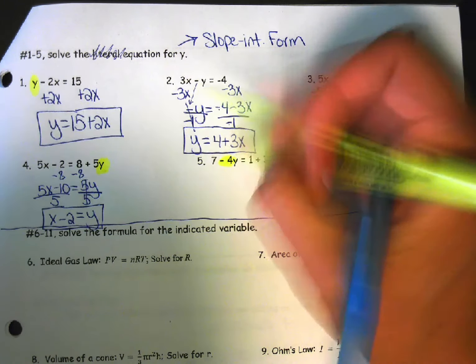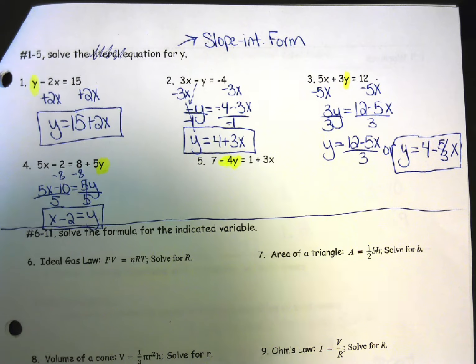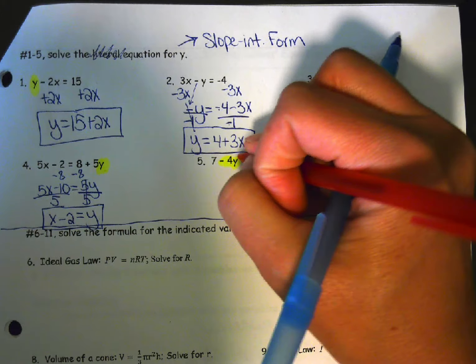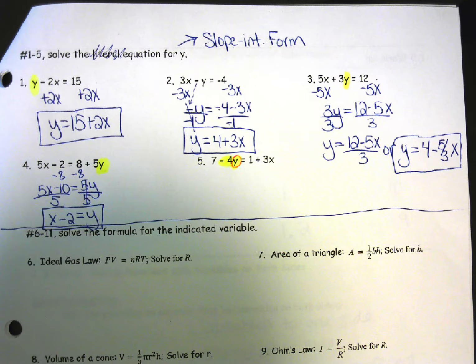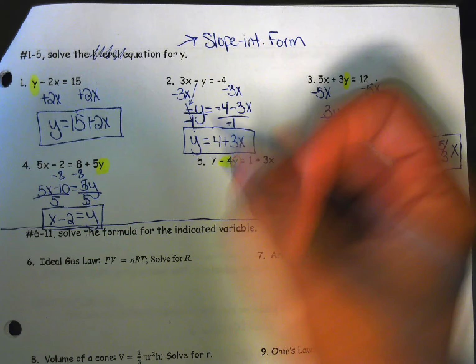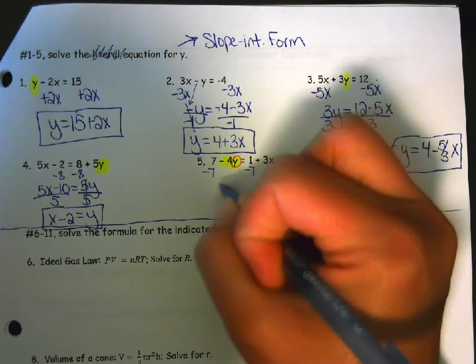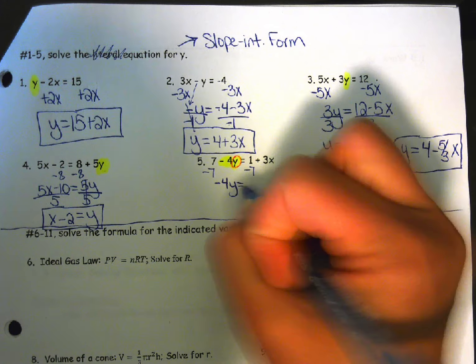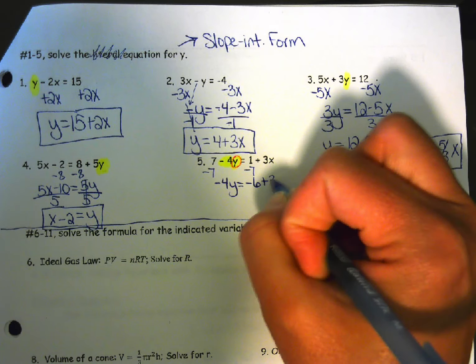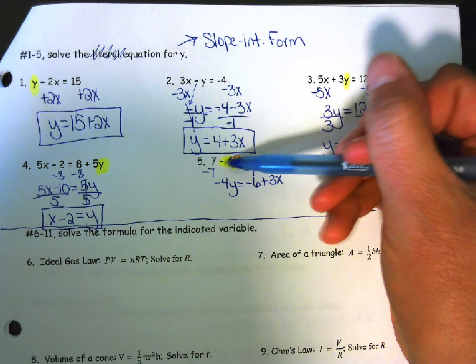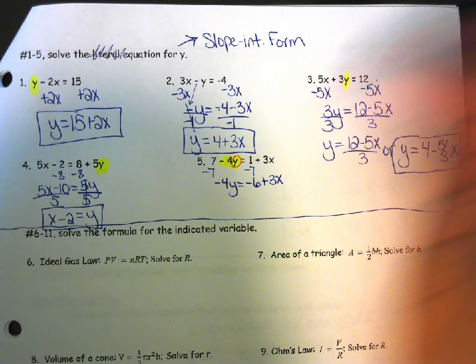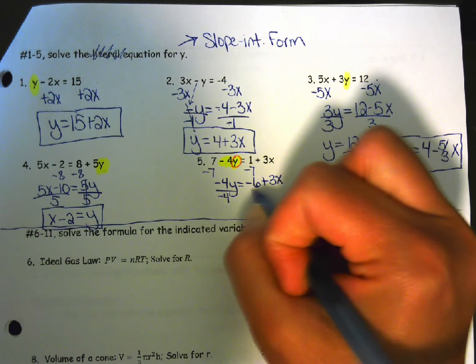Oops, sorry, I don't know why I highlighted that. I meant to highlight the Y, so I apologize. Can't erase that, so I meant to highlight the Y there. That's what we're trying to isolate. So we're going to move the 7. Now notice the 7 is positive, so we're going to start by subtracting the 7. So it's going to be a negative 6 plus 3x. Do you see how I kept the subtraction sign with the 4? Now I'm going to divide by negative 4.